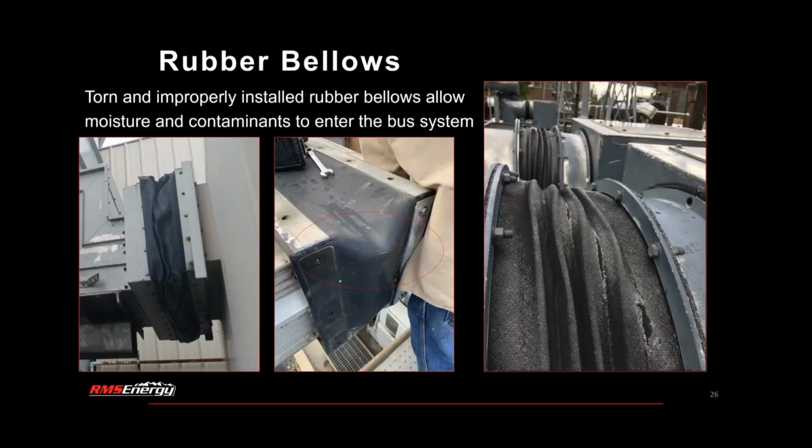Rubber bellows perform a similar function, but they're generally found at equipment disconnects. They can be torn over time or degraded due to UV and exposure to the elements, or improper installation after maintenance has been performed on connecting equipment. So these too can allow moisture and contaminants to enter the bus and become trapped.